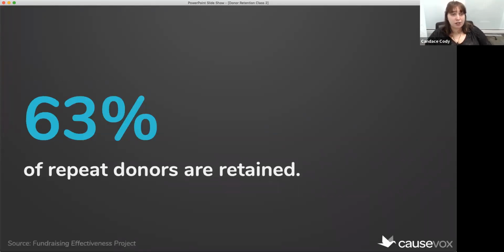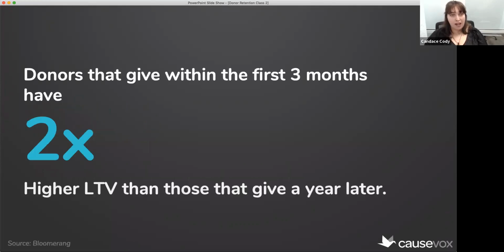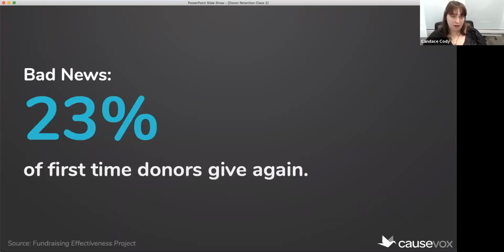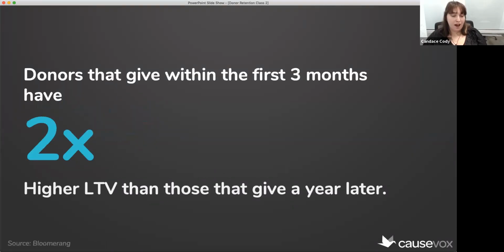So that's a huge increase in donor retention that you're going to get by just securing the second gift from those first-time donors. And another study that came out from Bloomerang showed that donors that give within the first 3 months of making their first donation have twice as high lifetime value than those that give a whole year later. So even of that segment of donors that are retained, the highest value donors are going to be those that give again within the first 3 months.